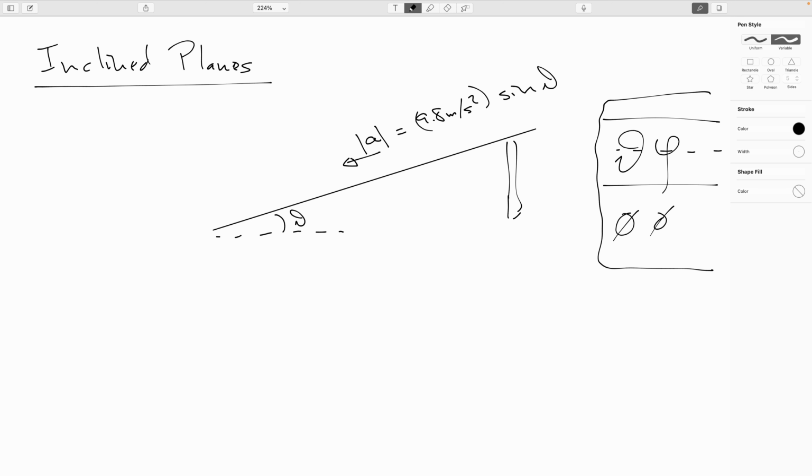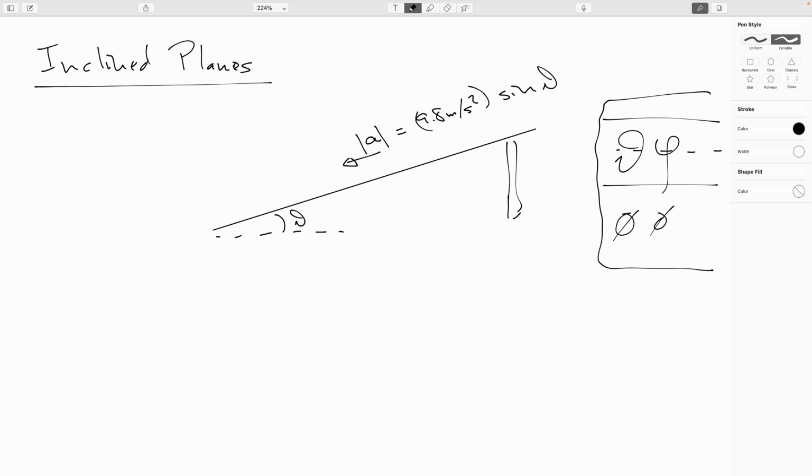So if you run into problems with inclined planes, again, it's the same gang of four thing, but they're just telling you the acceleration is 9.8 meters per second squared down the ramp. And it'll depend on the context of the problem, whether you decide that that's a positive or a negative number.